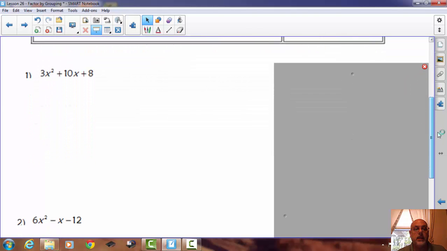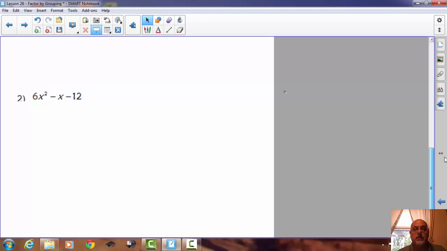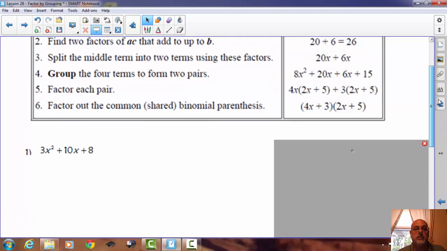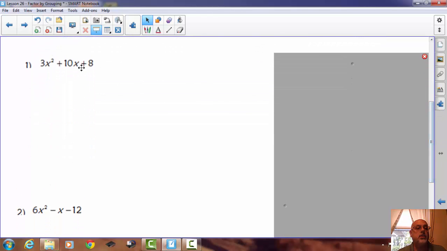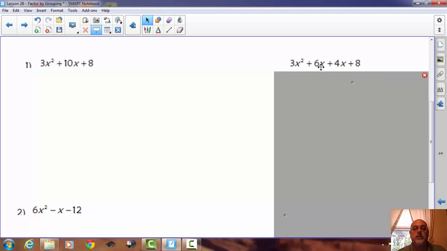So I have 2 example problems here. Let's do the first one together. It's 3x squared plus 10x plus 8. The a term is 3, the b term is 10, the c term is 8. The directions say to multiply a times c, so 3 times 8 is 24. So now we're looking for 2 positive numbers that multiply to give you 24 but add to 10. Those 2 numbers are 6 and 4.